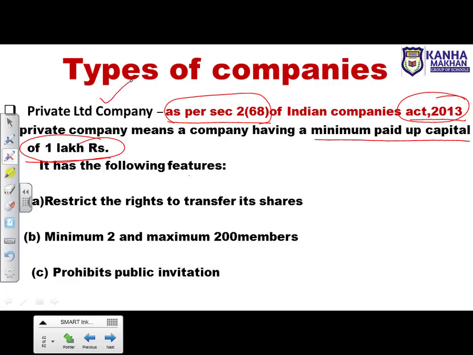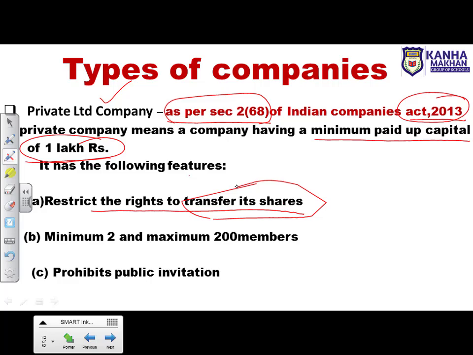Is it clear? Okay. Besides this, there are certain features also. These private limited companies restrict the right to transfer their shares. Transfer of shares basically means that in this private limited company, the members are not allowed to buy or sell their shares in public. They cannot go for transferability in public, right?